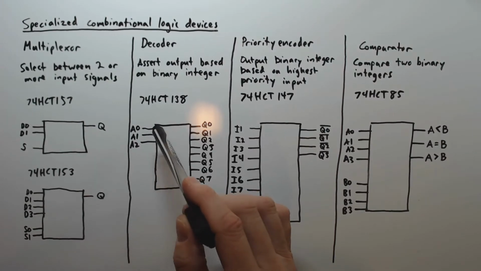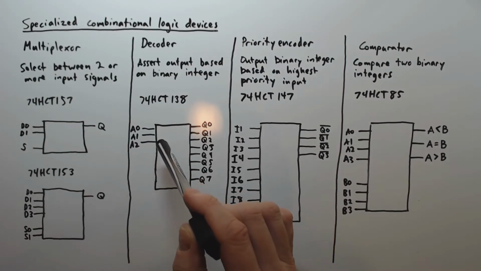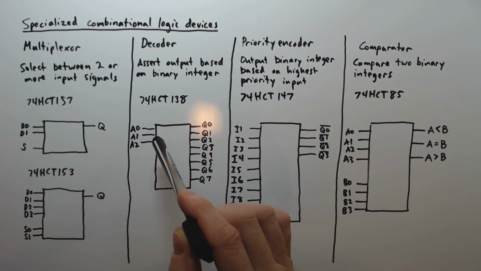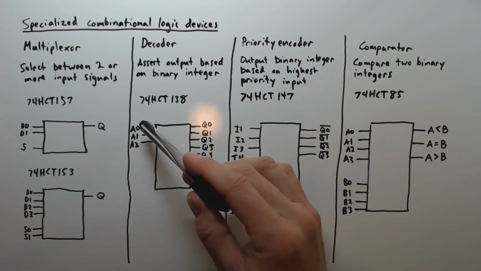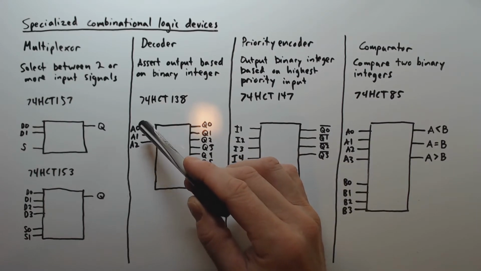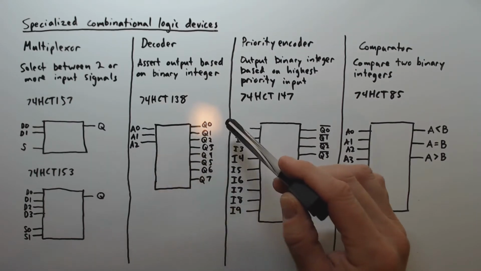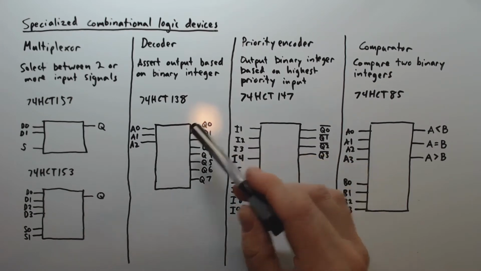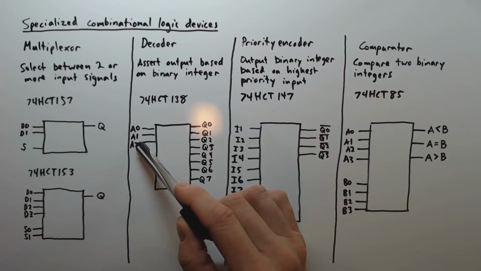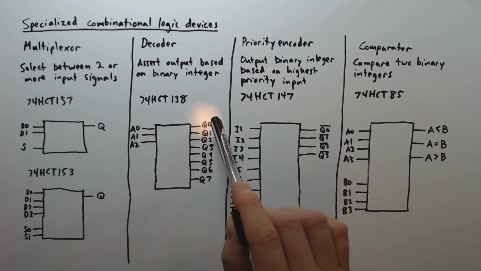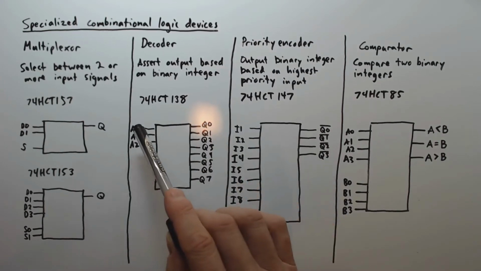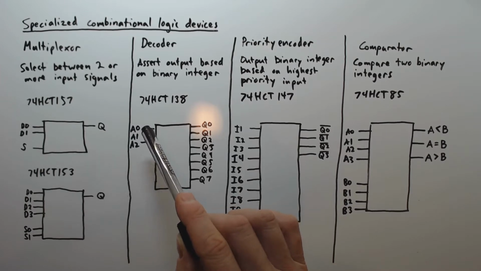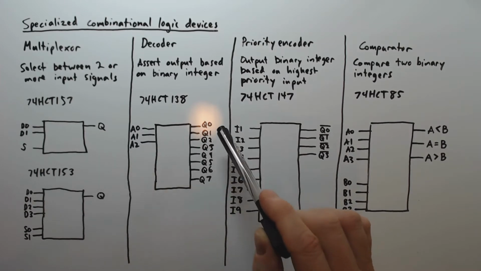It takes 3 inputs, and of course, given that there are 3 inputs, there's 8 possible combinations of binary values that can appear here, and then depending on which combination of inputs is seen, we're going to assert one of these 8 outputs. So for example, if these are all low, 0, 0, 0, we're going to assert Q0. But based on the combination of the inputs, we're going to assert one of these 8 outputs.